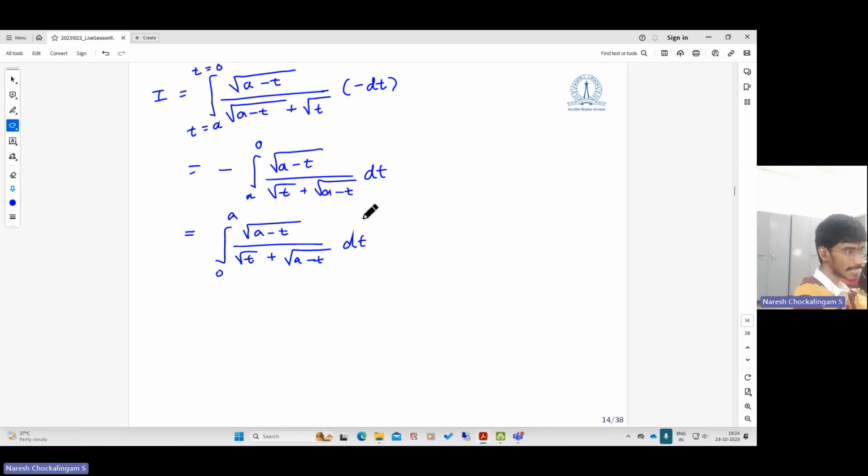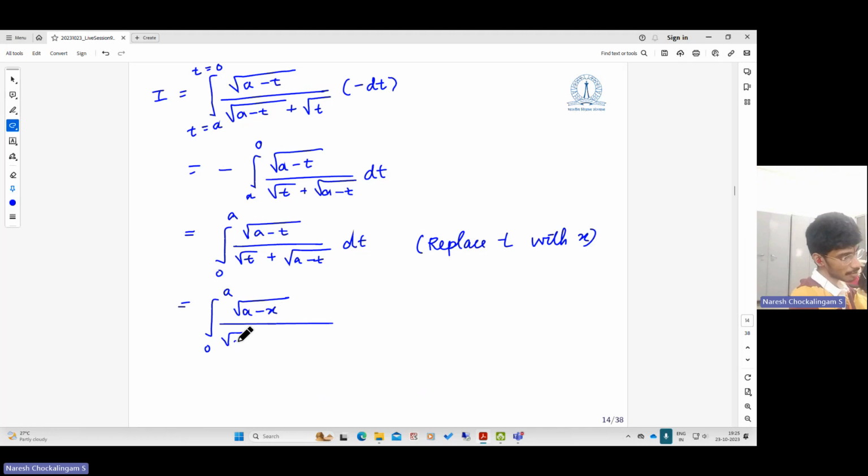Note that we are integrating with respect to t. So t doesn't appear in the final expression. So t is just a dummy variable. So I can replace t with x. So we get I is equal to integral 0 to a square root of a minus x divided by square root of x plus square root of a minus x dx. Let us call this equation 2.